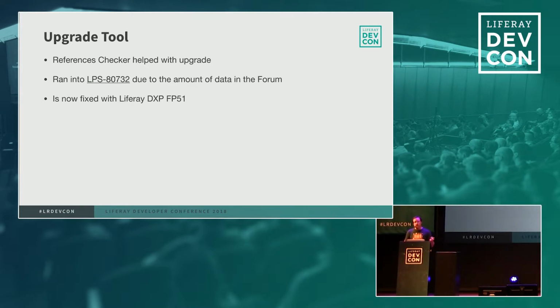So I got everything cleaned up, did the standard upgrade tool, and as I say there, the references checker really helped with the upgrade. Ran into an issue with the amount of data in the forums, and logged an issue. Basically what would happen is the verify resource permissions would just hang for like 2 days during the upgrade. And it was due to the amount of data that was in the forums. So I created an issue, created my own workaround. But the good news is this made it back into the product. We got this upgrade issue fixed in DXP 51 and Portal 7.1.